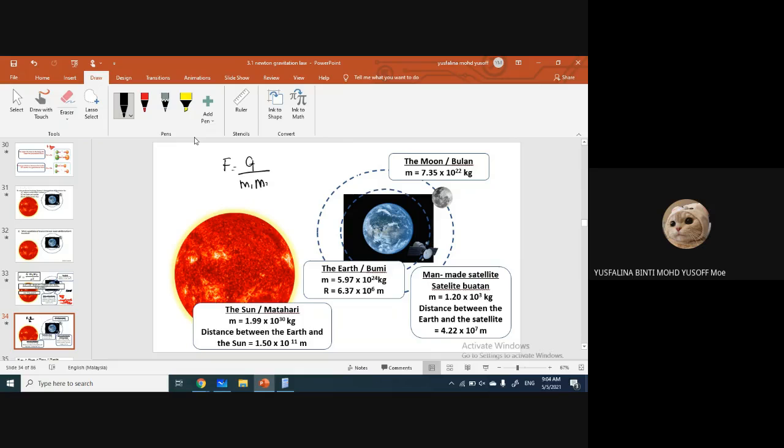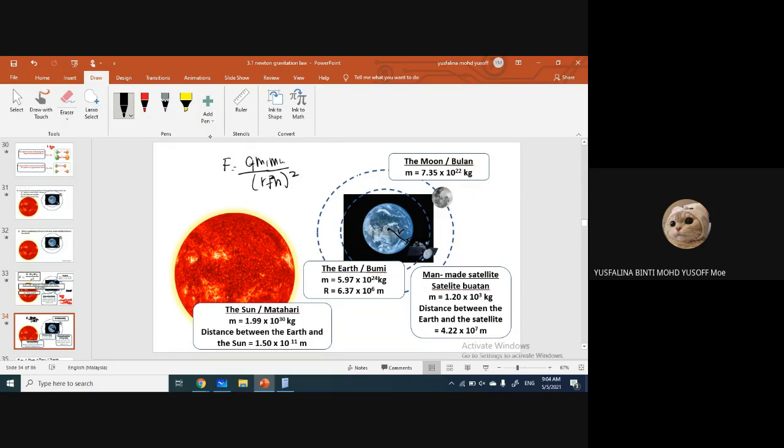G, M1, M2, over r squared. But it is r plus h, right? r plus h squared. So what is the r? r is actually the radius of the earth, and we add h, the distance between the satellite and the earth's surface. So this is the formula for this question.